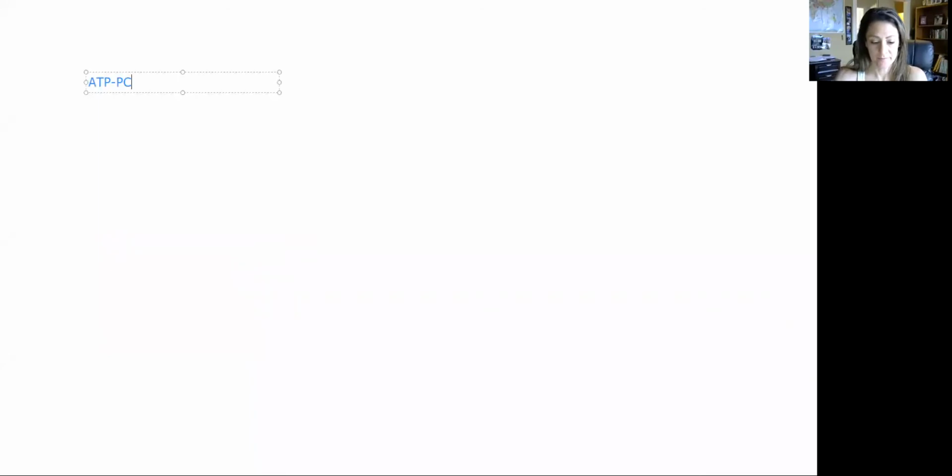Quick review. Where does this occur? Sarcoplasm. Okay. Substrate? PCR. Good. Rate limiting enzyme? Creatine kinase. Good. How long can you stay in this system? 10 to 15 seconds. Okay. How long does it take to recover the system? 3 to 5 minutes. Good.